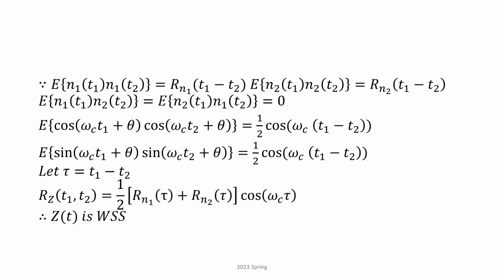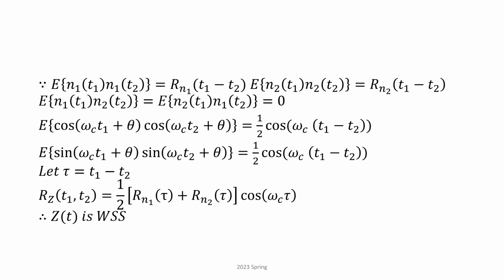Because the expectation of N1(t1) N1(t2) equals R_N1(t1 minus t2), and the expectation of N2(t1) times N2(t2) equals R_N2(t1 minus t2), and the expectation of N1(t1) N2(t2) equals the expectation of N2(t1) N1(t2), which equals 0.